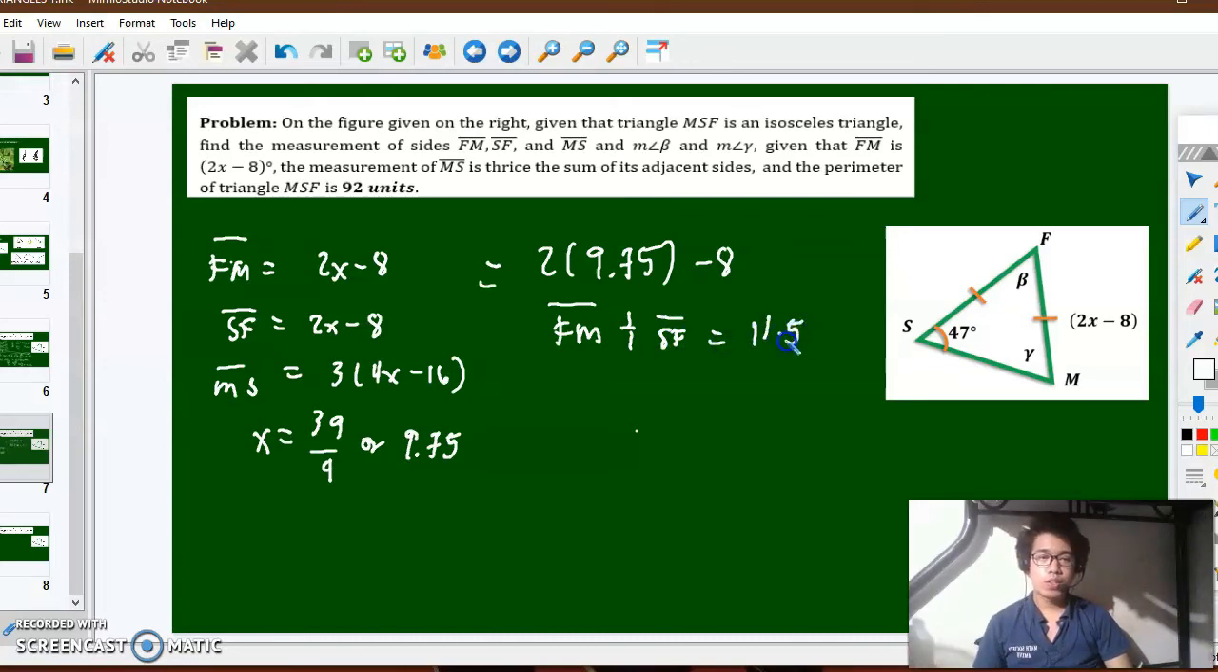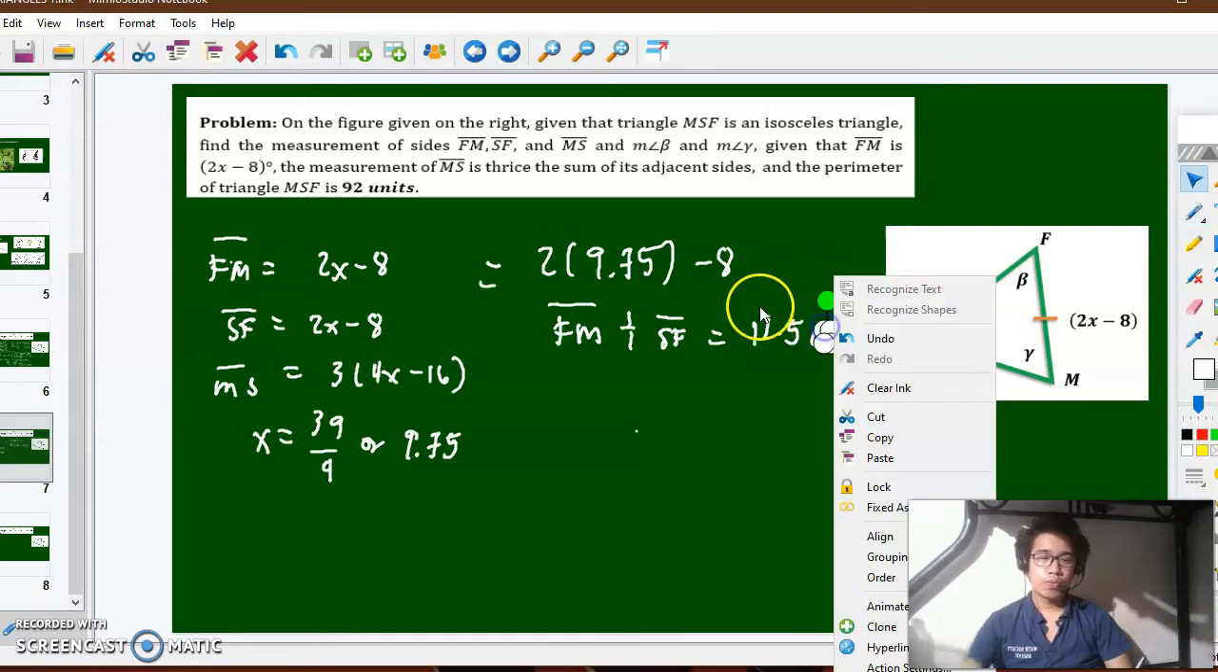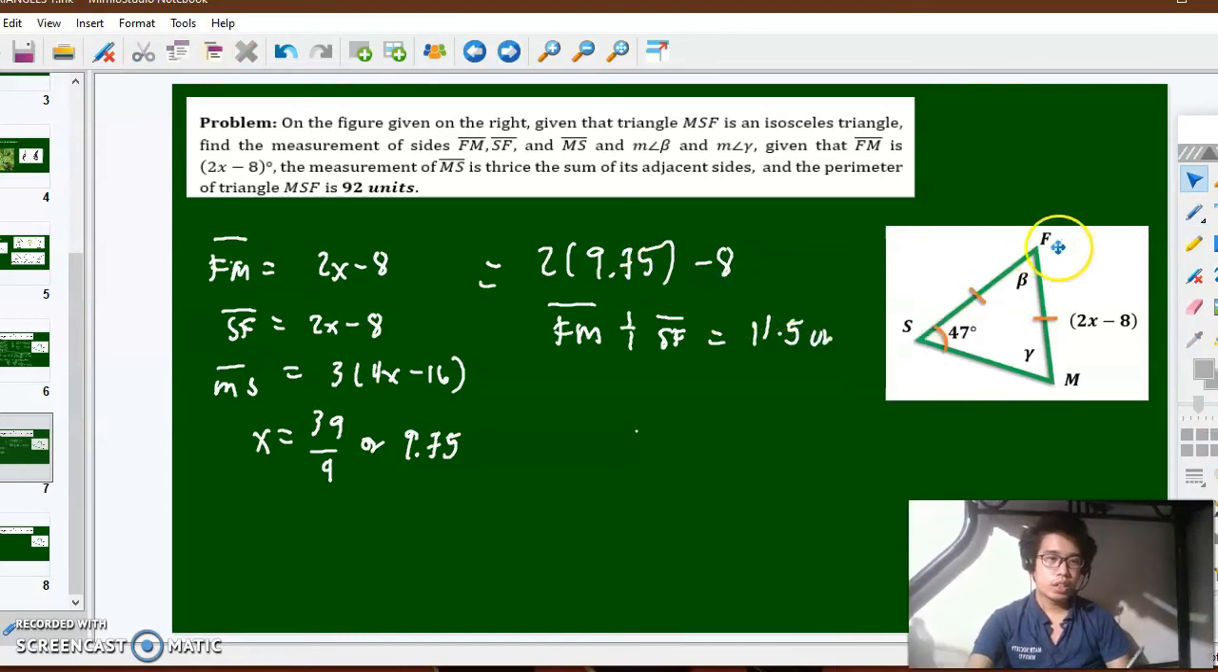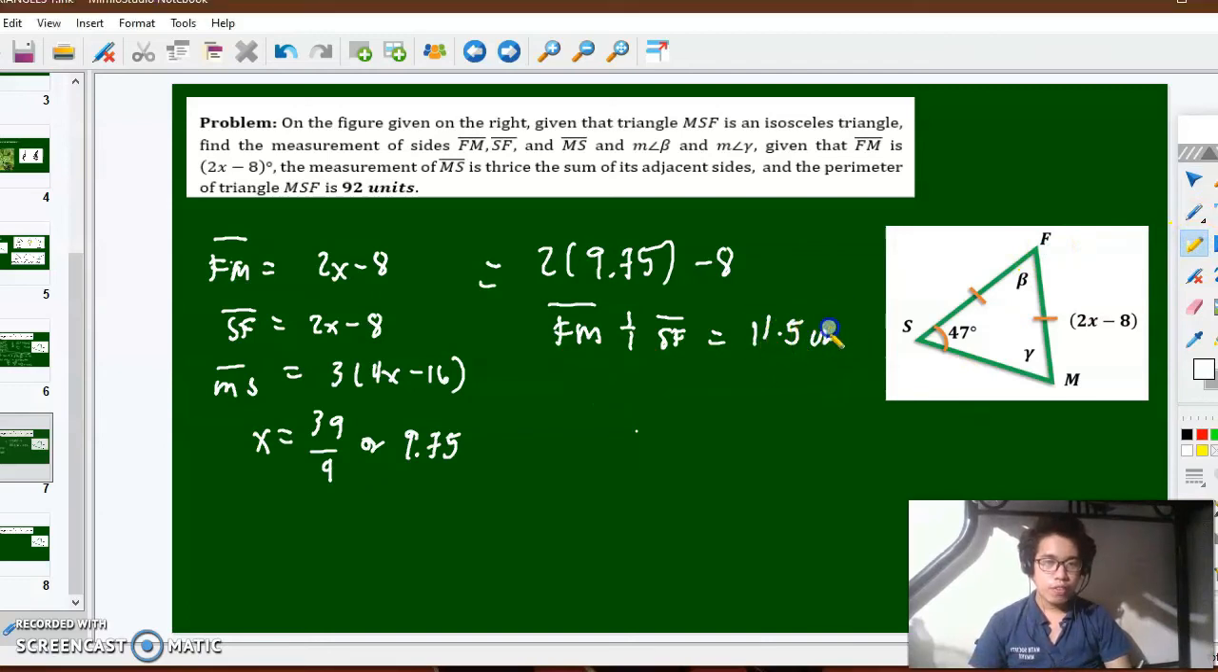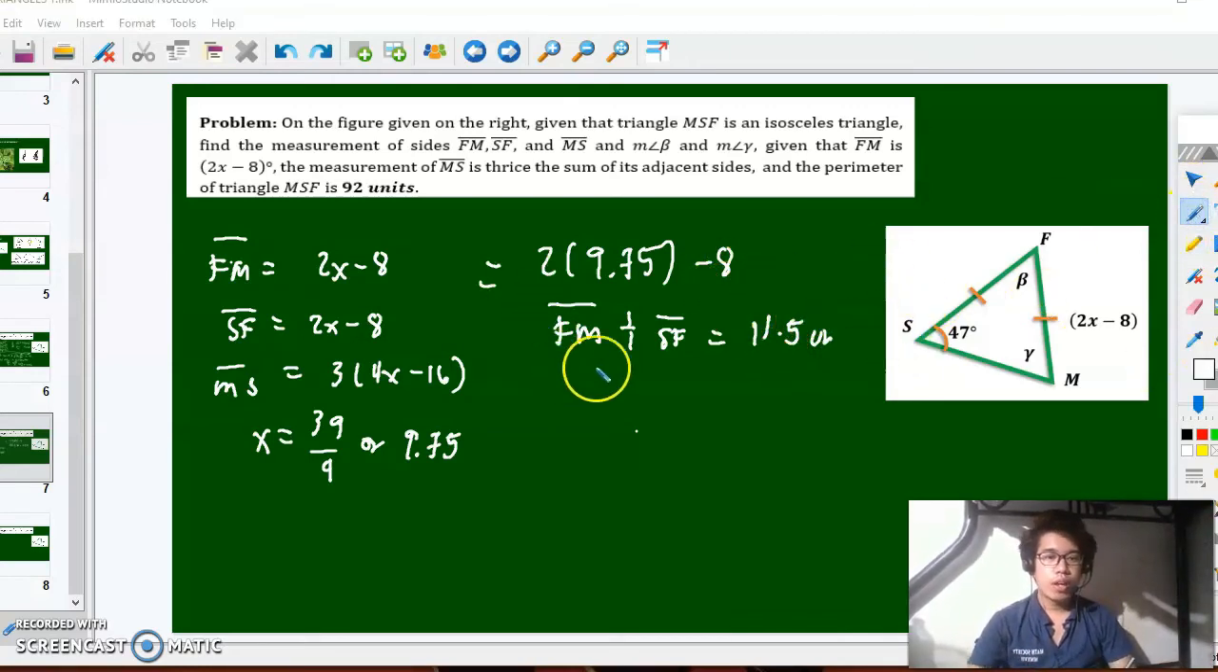11.5 units. Okay, so I'm sorry, I clicked another wrong. There you go. So 11.5 units.